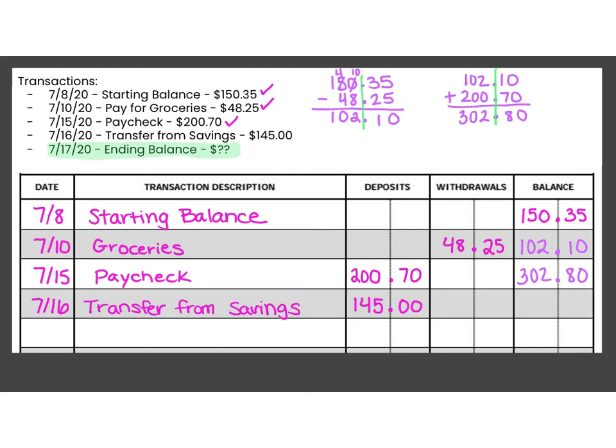So we need to add our balance of $302.80 with $145 to figure out our new balance. Again, I'm lining up my decimal points so I could draw a line straight through them. And I know I've placed my decimal point correctly in my answer.